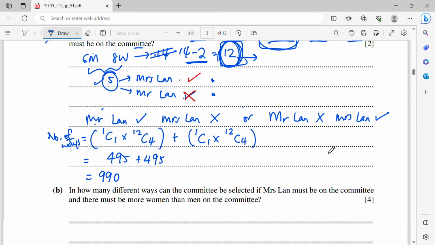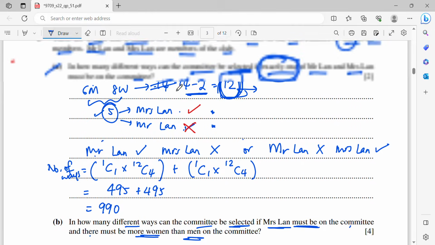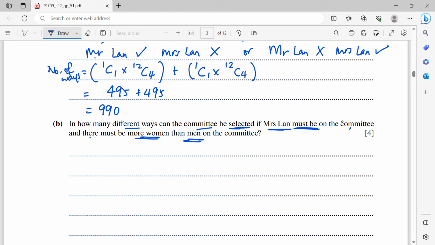Okay? Now B. In how many different ways can the committee be selected if Mrs. Lan must be on the committee? And there must be more women than men. Okay, so I will rewrite. We have 6 men, 8 women. Alright, so now Mrs. Lan must be selected. So Mrs. Lan selected. And then we have to make sure more women than men.